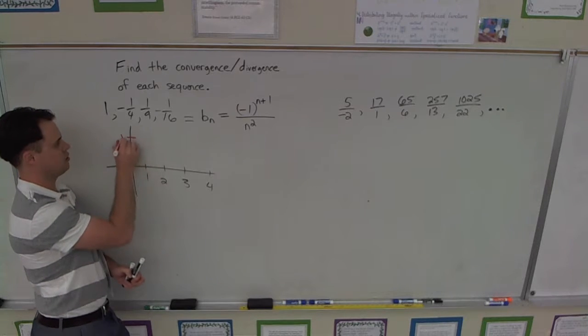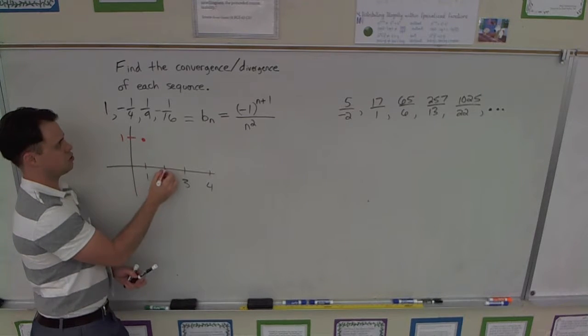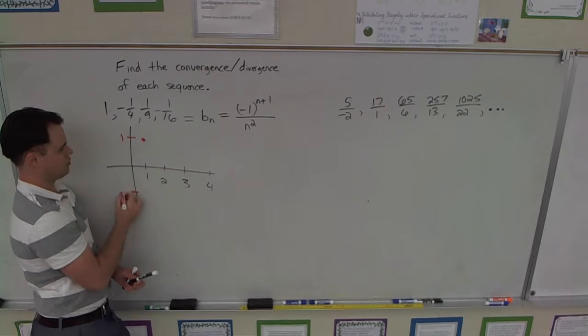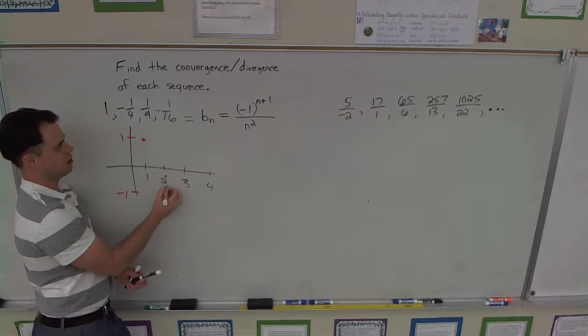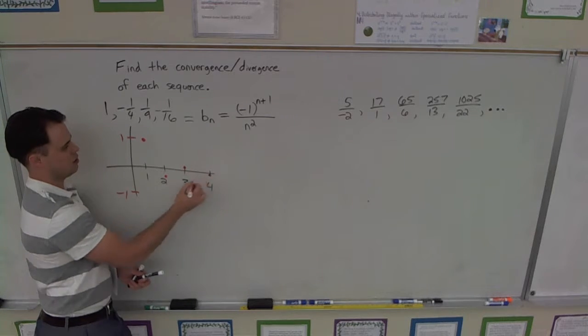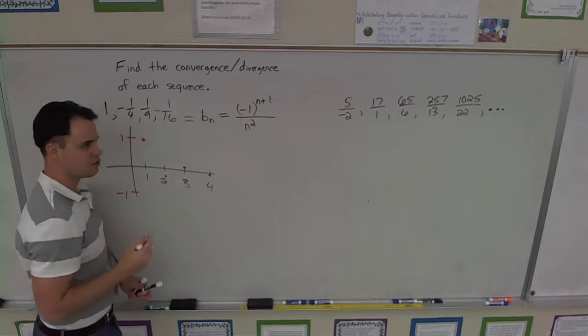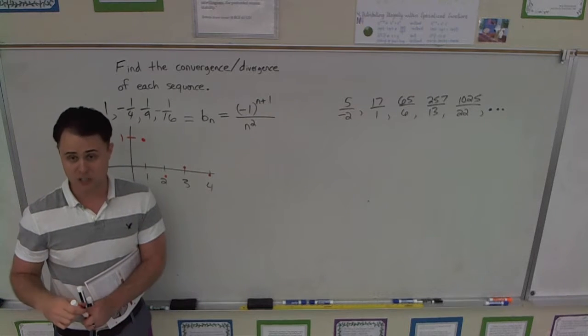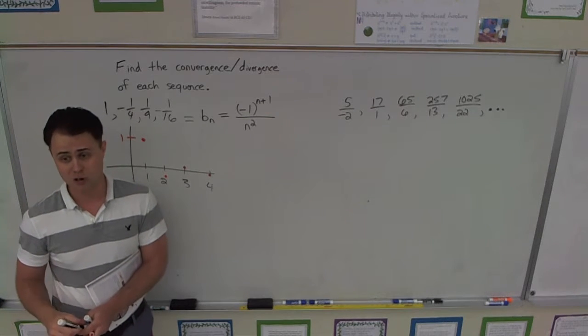At 1, it was 1. Then at 2, it's negative 1/4. If this is negative 1, now it's here. At 3, it's at 1/9. That's a lot closer. And at 4 it's at negative 1/16. That's a lot closer. Does it seem like it's converging to something? My instinct tells me yes, this is converging to 0, right?